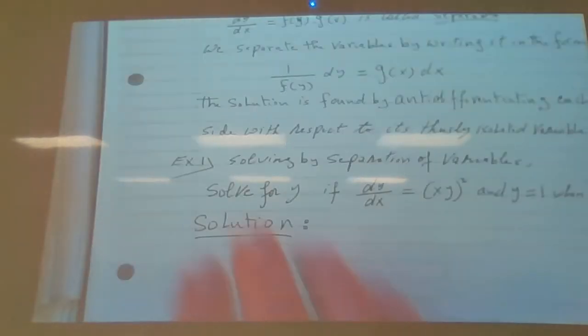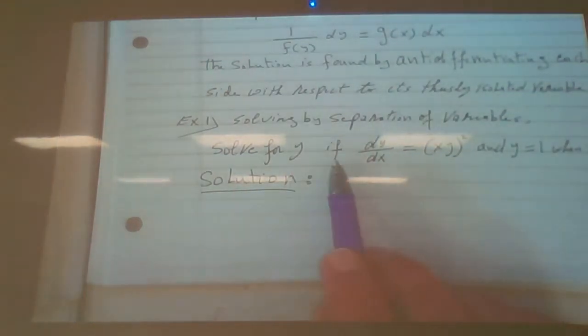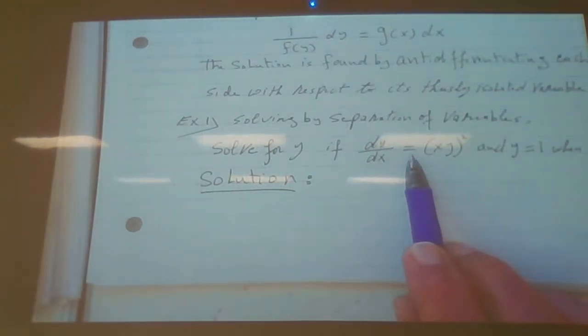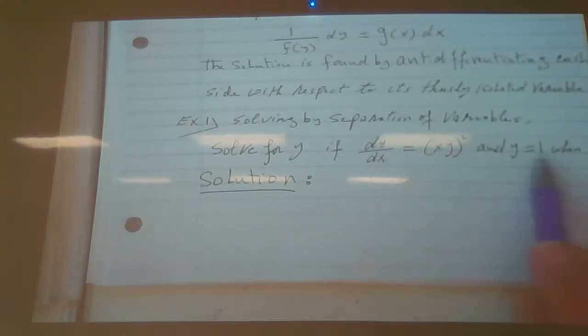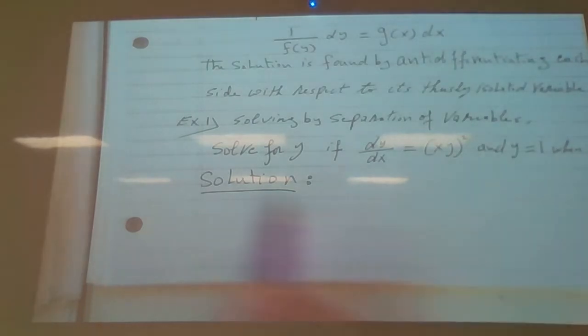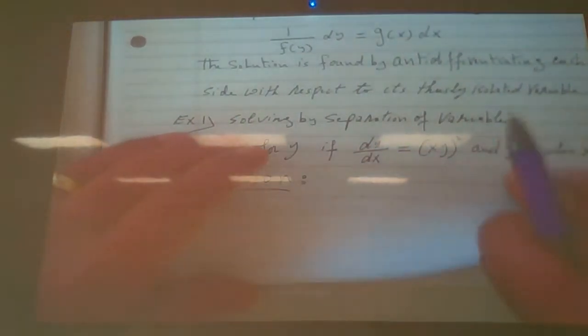So if you look at example 1, it says solving by separation of variables. Solve for y if dy dx is equal to x y squared. Then we're going to do some evaluation here. So how do I start with this one? I'm going to go to the next page and start.